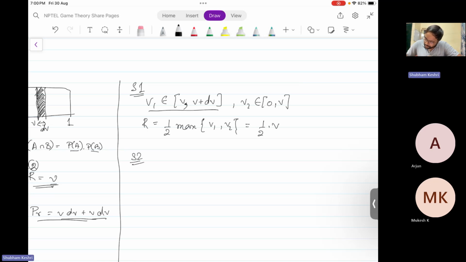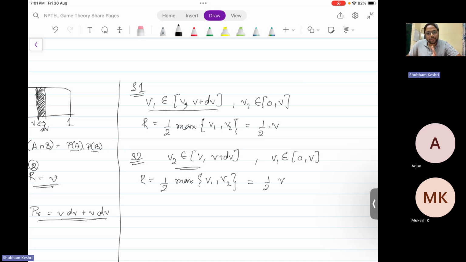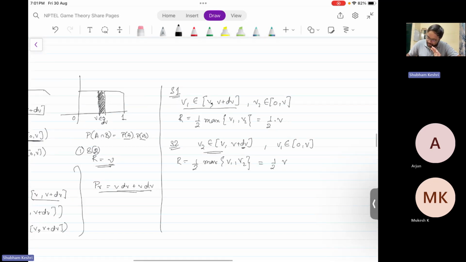Similarly, in scenario 2, when we have V2 belongs to V comma V plus DV and V1 belongs to 0 comma V, we have revenue equal to half times maximum of V1 comma V2. Over here, V2 is maximum, which will be half V. We're ignoring this part dV because dV is very small. So in both the cases, the revenue is coming out to be half V. Is this all right?